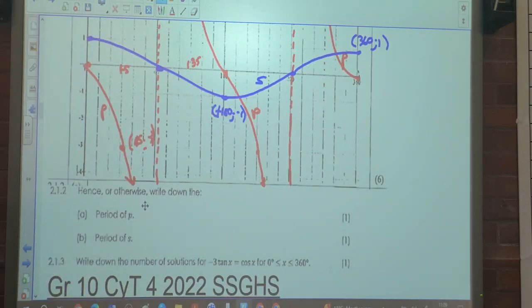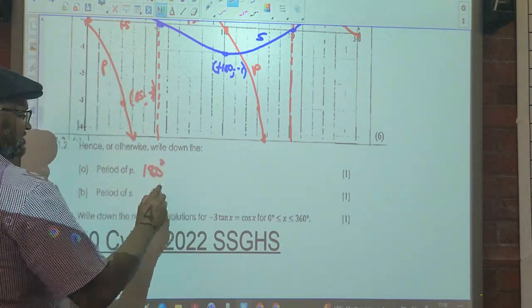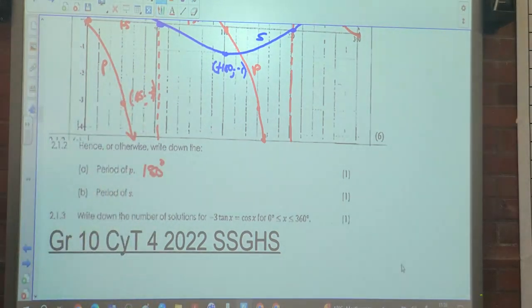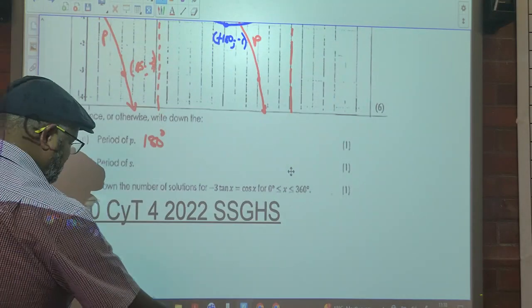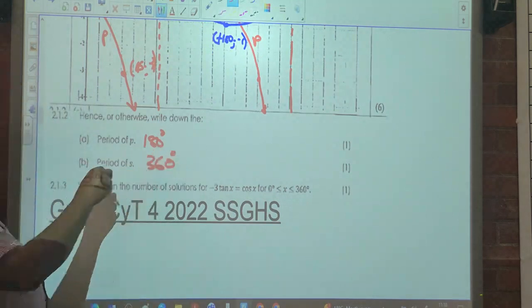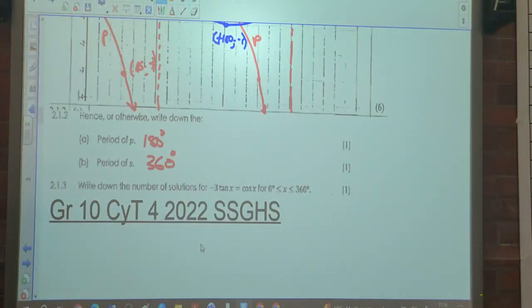So what is the period of the P graph is of course 180 degrees. The time taken to complete one full cycle. If you're looking at the S graph, okay, from start to finish, the S graph completes itself in how many degrees? 360. You see it's starting there, going down to the minimum, coming up to its starting point again. Can you see that? So that is 360 degrees there. Okay. So that's that. Then it says, write down the number of solutions. People, when do we say two graphs are equal to each other?